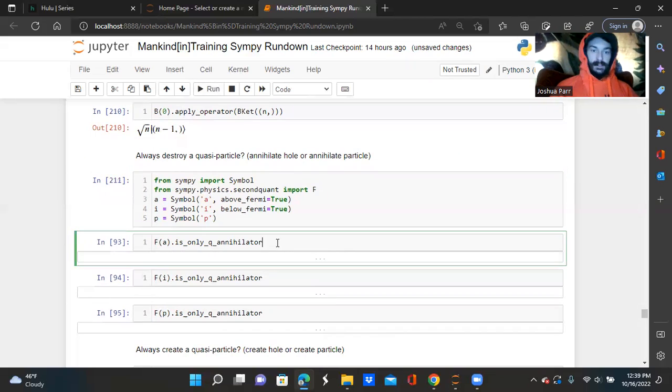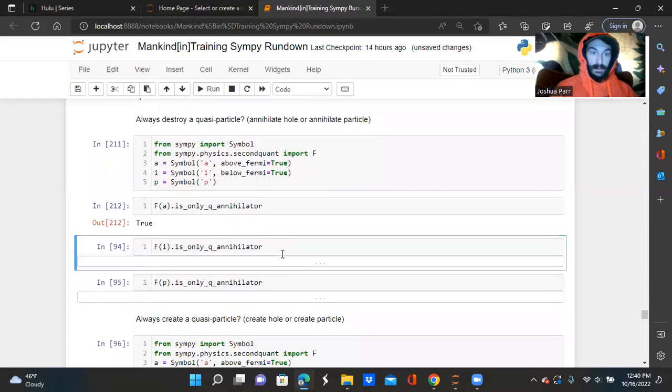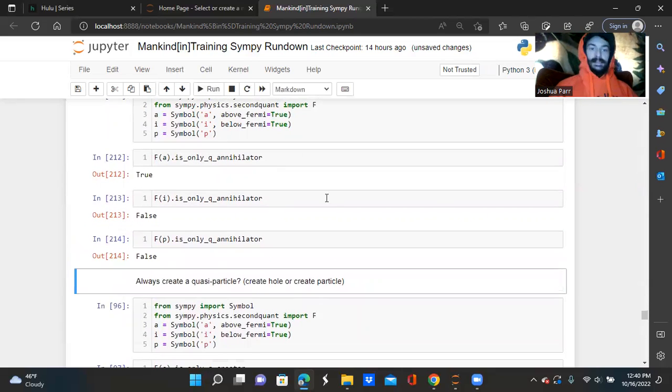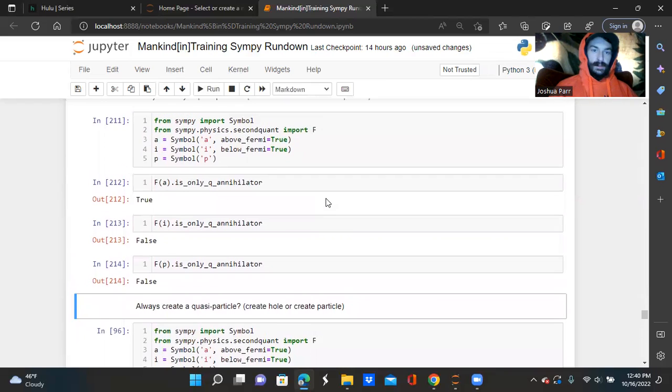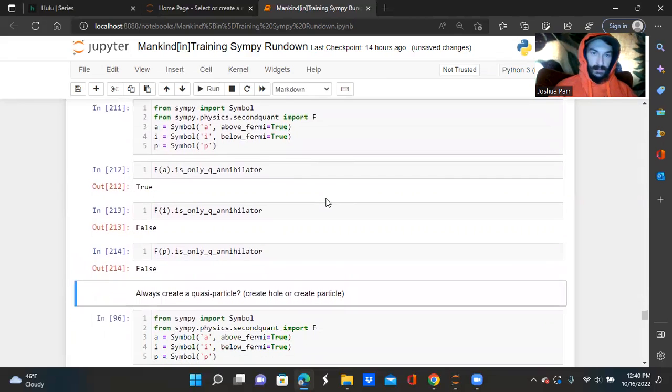And I want to know, run that. So I want to know if F of A is only a Q annihilator. It's true. I want to know if I is only a Q annihilator. It says no. I want to know now if P is an annihilator. And it says no. So the only thing that is going to destroy that quasi-particle is A.